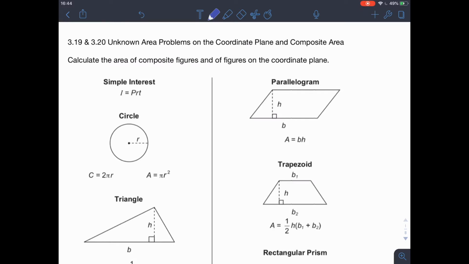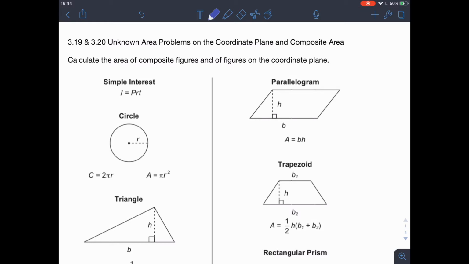In this lesson we're looking at lessons 19 and 20, Unknown Area Problems on the Coordinate Plane and Composite Area. Our learning goal is to make sure we can calculate the area of composite figures and of figures on the coordinate plane. This will help us to master Standard 7.G.B.4, know the formulas for the area and circumference of a circle and use them to solve problems, and 7.G.B.6, solve real-world and mathematical problems involving area, volume, and surface area of 2- and 3-dimensional objects composed of triangles, quadrilaterals, polygons, cubes, and right prisms.